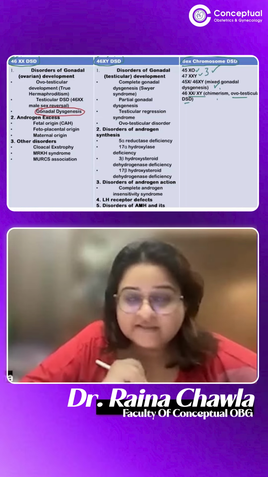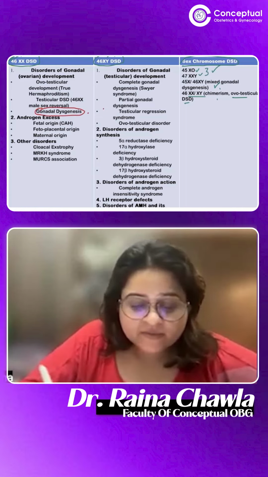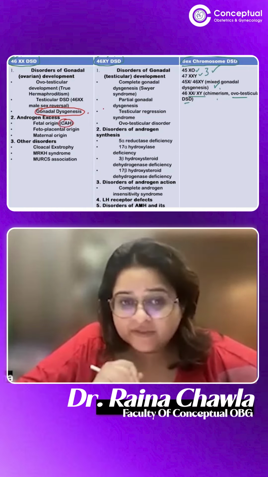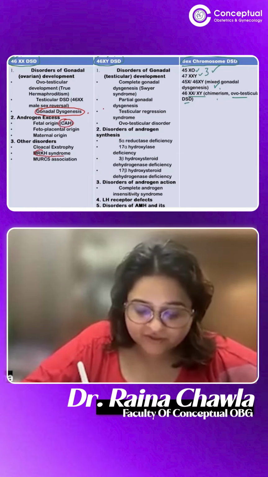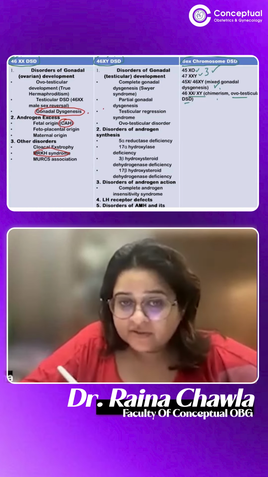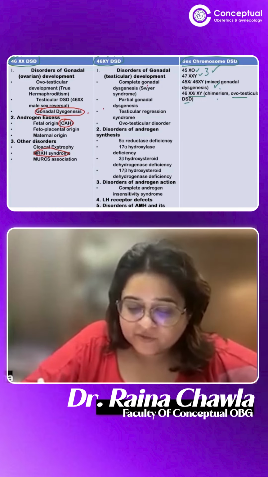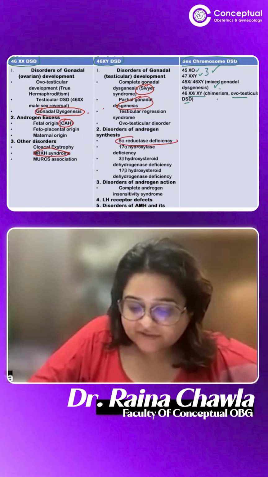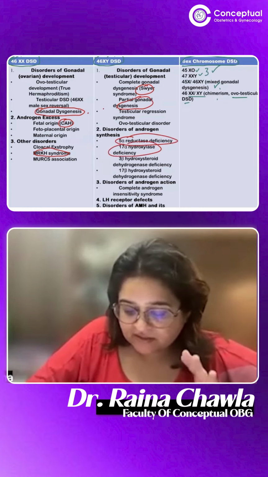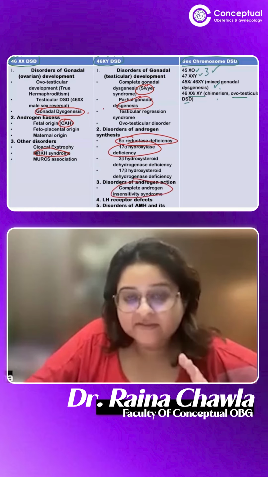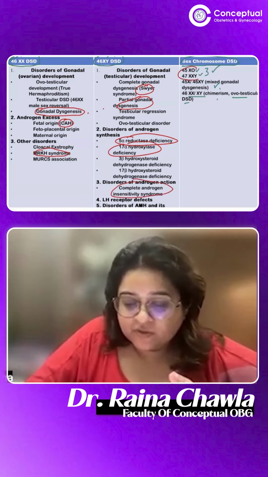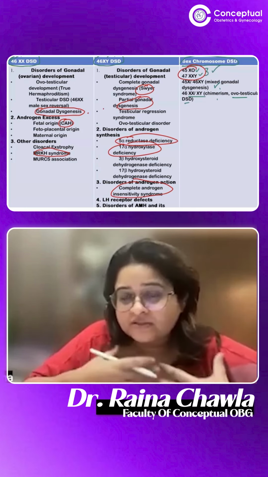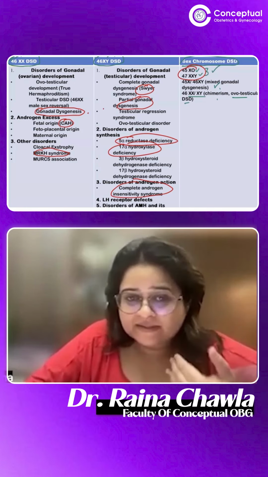So gonadal dysgenesis is important, and it comes in all three categories. Then you have congenital adrenal hyperplasia. Then you have MRKH syndrome, which is important. In 46XY, we have Swyer syndrome. Again, gonadal dysgenesis is important. Then 5 alpha reductase and 17 alpha hydroxylase are important. Complete AIS is important, and of course, these two are important. So you would be reading, and at least coming across, these terminologies more frequently than the others.